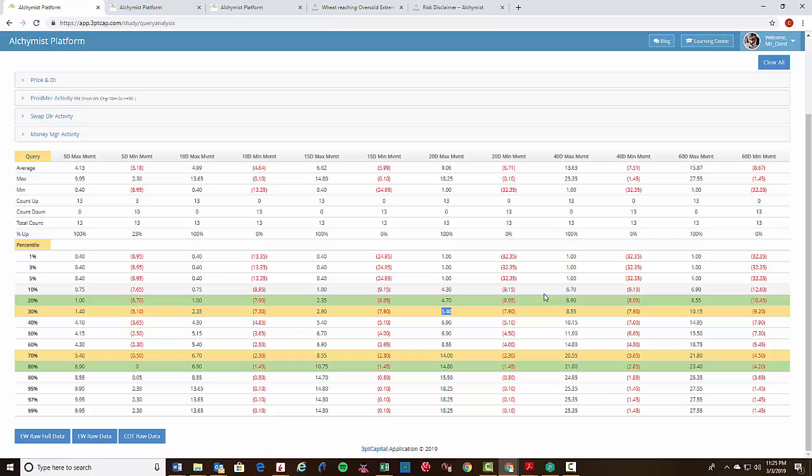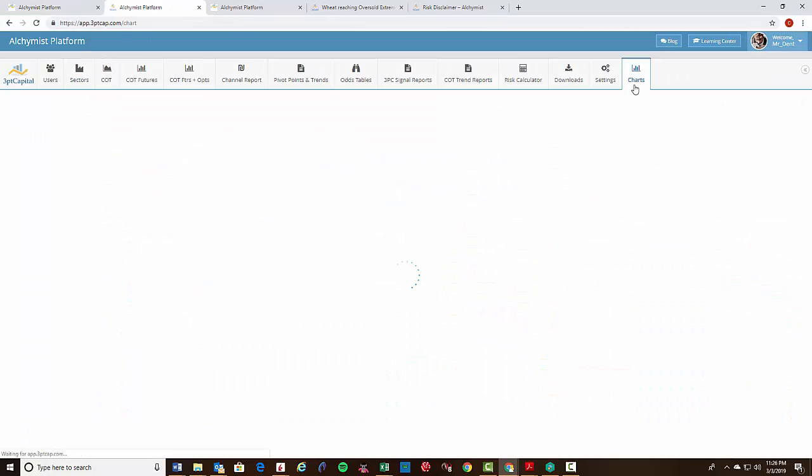Now that we know that we have high probabilities in our favor of at least some sort of rally into key resistance zones happening here, sorry, let me go back to our chart.